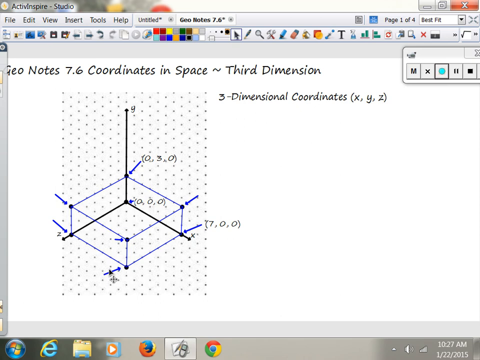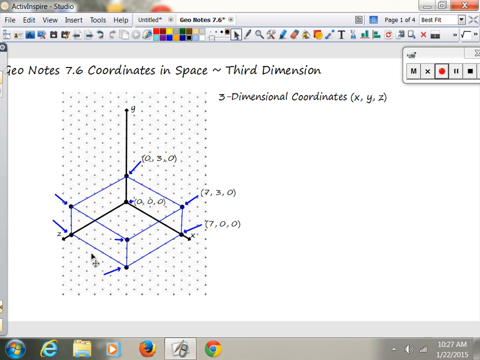Let's go to the one right above that. So I've got 0, 0, 0 here. I go over 7, and I go up 3, and then I stop. So I go over 7, up 3, and then over 0. So I'm thinking 7, 3, 0 would be that point there: 7 on the x-axis, 3 on the y-axis, 0 on the z-axis.